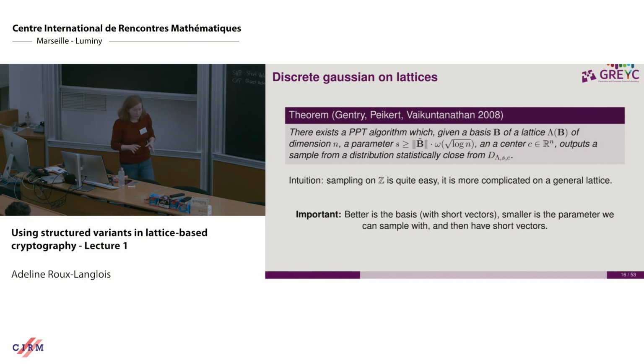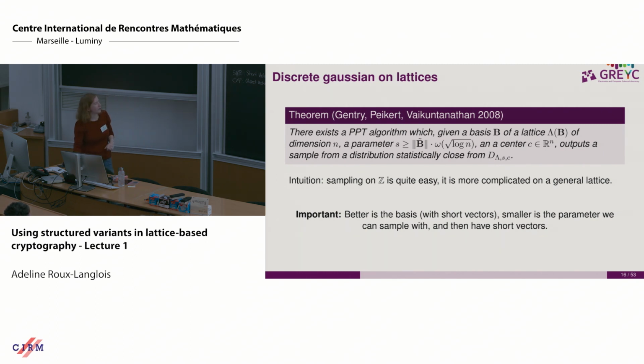And what is very important here is the parameter you can have, because I said that when you sample from a Gaussian, you can have short elements with short norms, depending on your parameter. But the parameter you can use will really depend on your basis. Meaning, if I have a bad basis with very large vectors, I cannot sample very short elements with my Gaussian sampler. I will only be able to sample elements linked with the quality of my basis. So I have this condition on the parameter, B tilde is the Gram-Schmidt basis. So the parameter cannot be smaller than the quality of your basis.